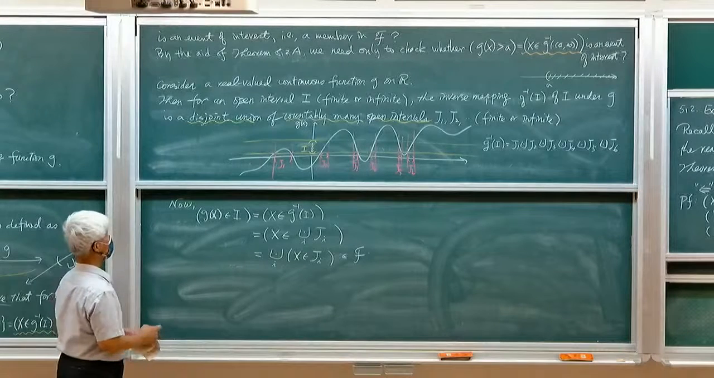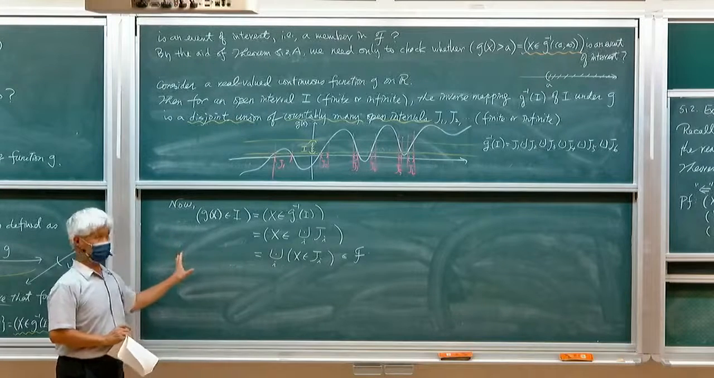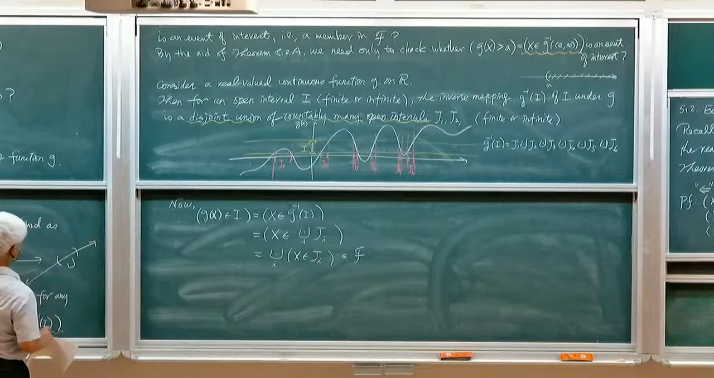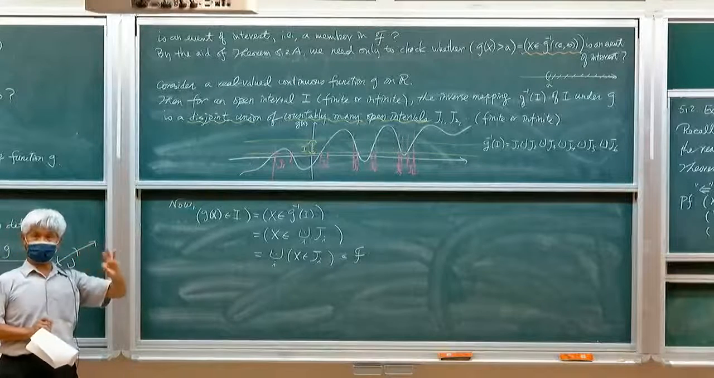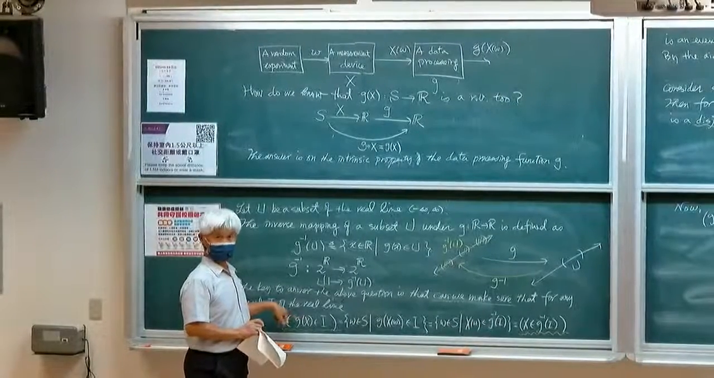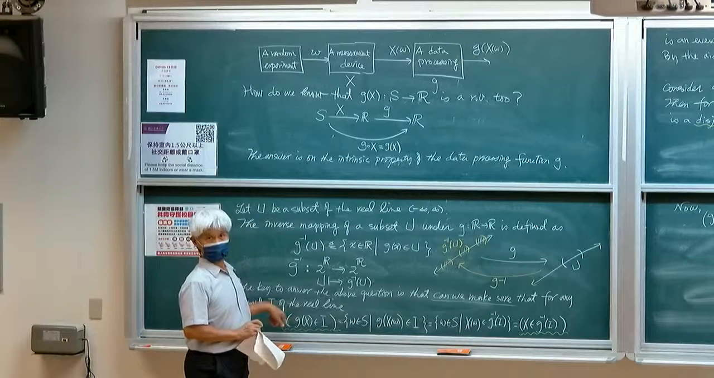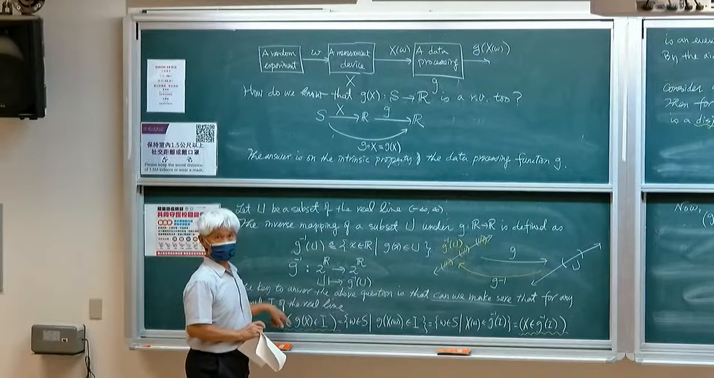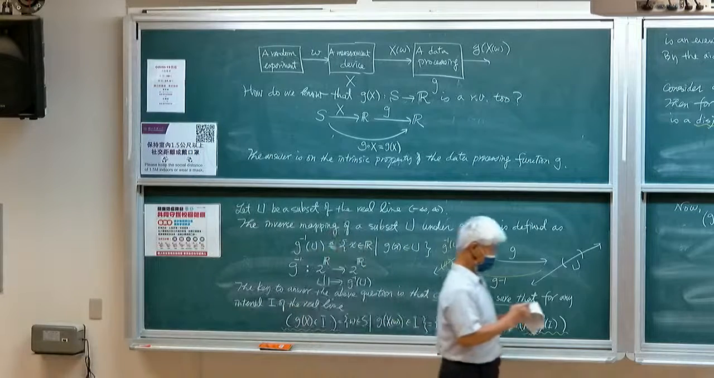Okay, so we settle our problem. If the data processing function g of x is continuous, then g of x, this new function, becomes a random variable too. Okay, so it's also a random variable.